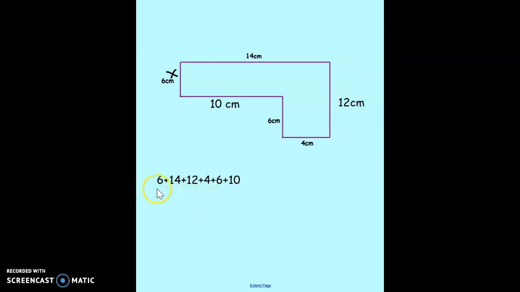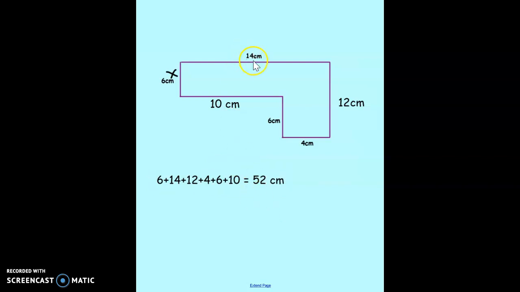So let's add all these numbers together. 6 add 14 makes 20. Add 12 makes 32. Add 4 makes 36. Add 6 makes 42. Add 10 makes 52. Let's go back to see if I've got the number right. 10, 16, 20, 32, 46, 52. I've added them all together. The perimeter of that shape equals 52 centimeters.